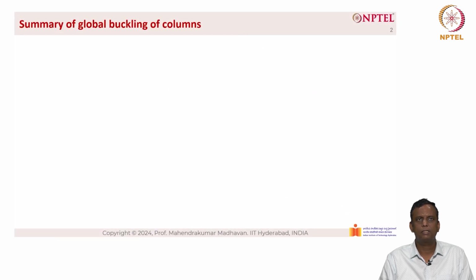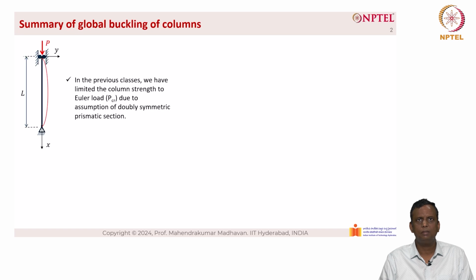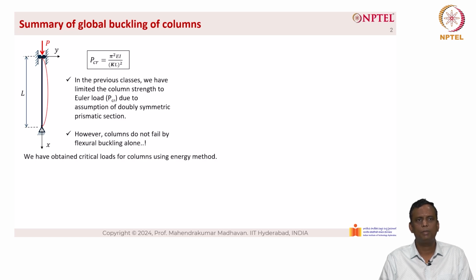So, let's look at the summary of the global buckling of columns that we have done. In the previous classes, we have limited the column strength to Euler load P critical due to the assumption of a doubly symmetric prismatic section. So, here P critical equals pi square EI by KL square. However, columns do not fail by flexural buckling alone. We have obtained the critical loads for columns using the energy method.